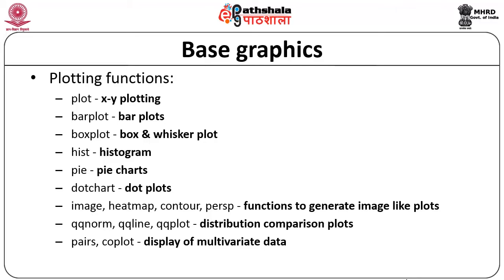We have plots and functions for distribution and comparison of various plots like qqnorm, qqline and the qqplot functions, and finally we have support for display of multivariate data using the pairs function and then the coplot function. These are the fundamental plot functions available in R for displaying univariate as well as bivariate variables and data relations with respect to these variables.